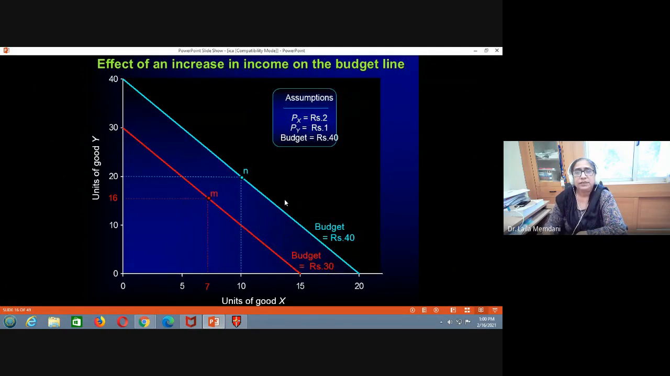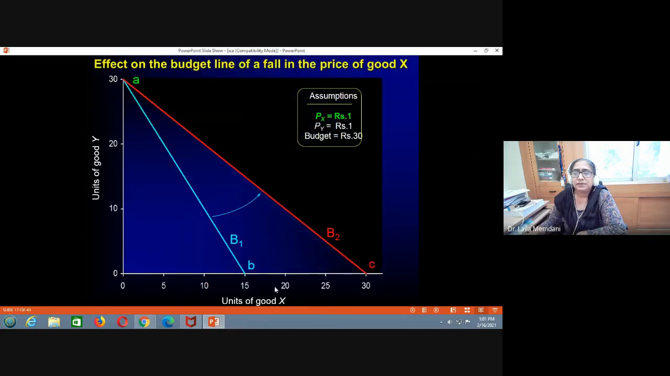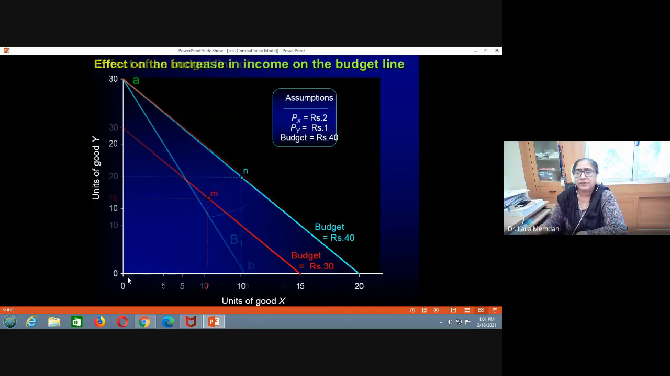Now let us say there is an increase in income of the consumer. Now the consumer can spend 40 rupees on good X and good Y. Now he can buy more of both. With 40 rupees, he can get 20 units of X. You can see the point over here at point 20. And he can get 40 units of Y. The point is over here.